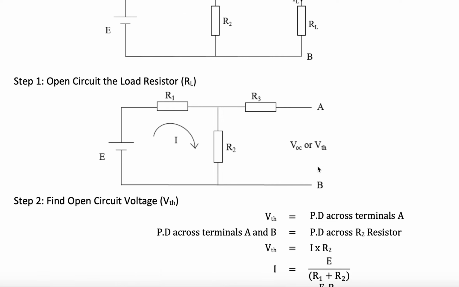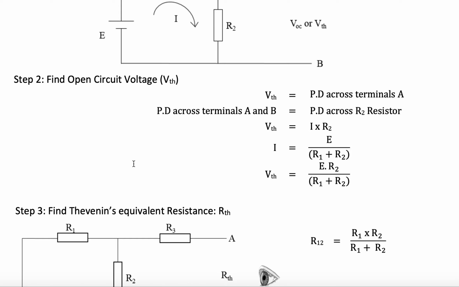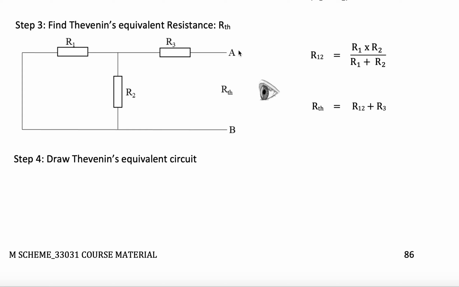How to find RTH? Replace the source by its internal resistance, open circuit the load terminals, and look from here and find the equivalent resistance, that is RTH. In this case, R1 and R2 in parallel plus R3 is the total equivalent resistance.